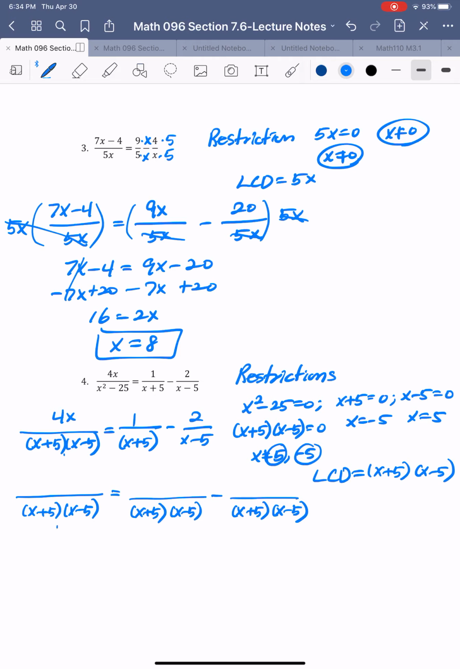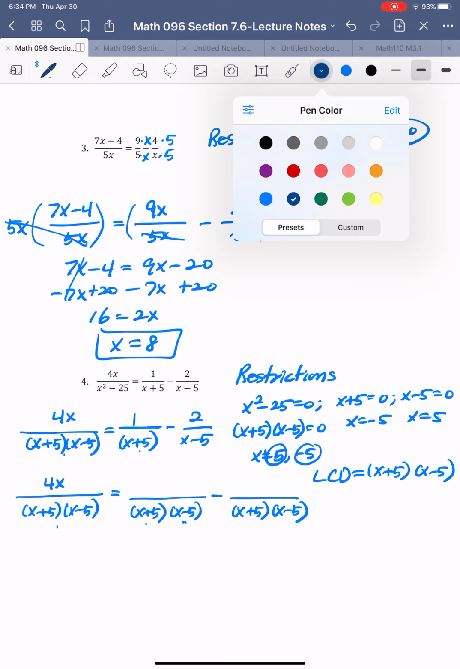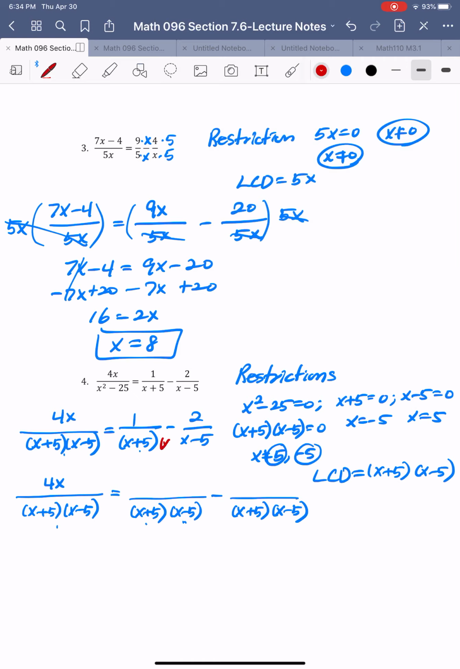So compare this and this. Both x stay the same, but x minus 5 has been multiplied. So I want to say this is multiplied by x minus 5 on both sides. So 1 times x minus 5. And then for the second one, comparing the x minus 5 to this and this, the x plus 5 is missing. So x plus 5 times x plus 5. And then you can just change the subtraction as a 2 of x plus 5, and then you won't miss the sign.